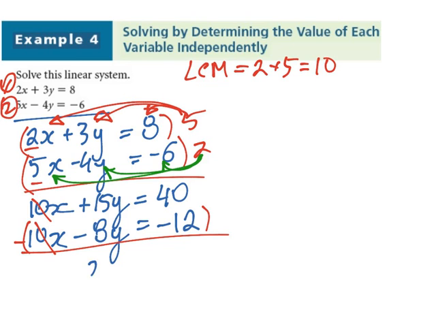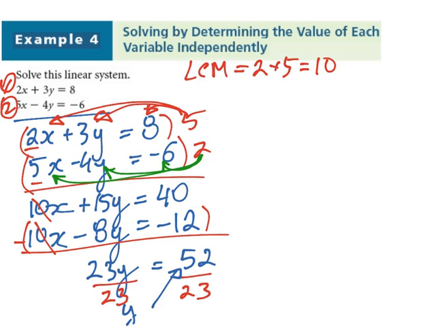And then we have 40 minus negative 12, in this case it is 52. The last part, we need to divide by 23, both sides, and we'll get the value of y equal to 52 over 23, because 23 by 23 cancel.